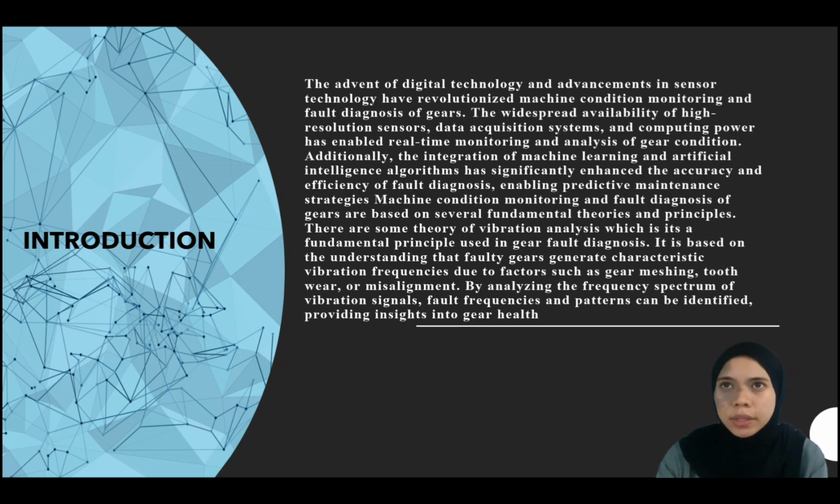For the introduction, the advent of digital technology and advancement in sensor technology have revolutionized machine condition monitoring and fault diagnosis of gear. Machine condition monitoring and fault diagnosis of gear are based on several fundamental theories and principles. There is the theory of vibration analysis, which is a fundamental principle used in gear fault diagnosis.